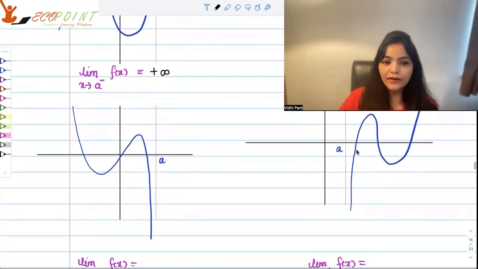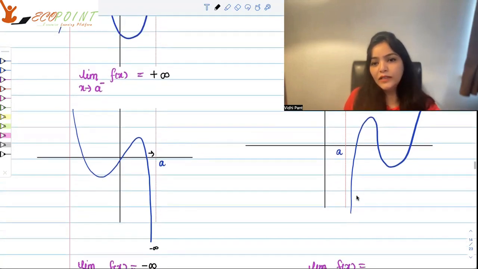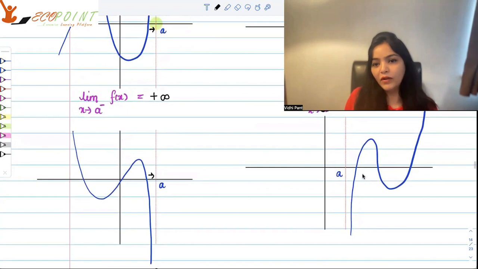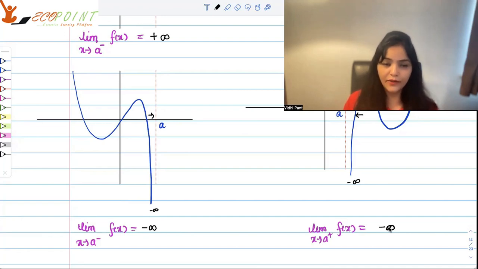If you look at this graph and look at the limit from the left, you will see x is approaching a, and what's happening? F of x is turning smaller and smaller. It's going to minus infinity clearly. And when you see this graph from the right, x is approaching a from the right, but f of x is turning smaller and smaller. It's going to minus infinity. Okay, so these four graphs are giving you that scenario.